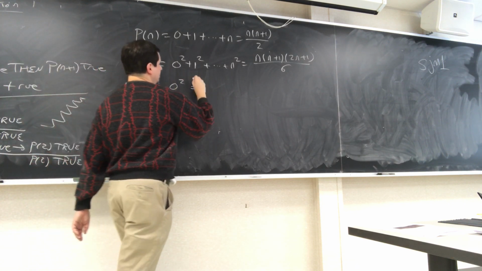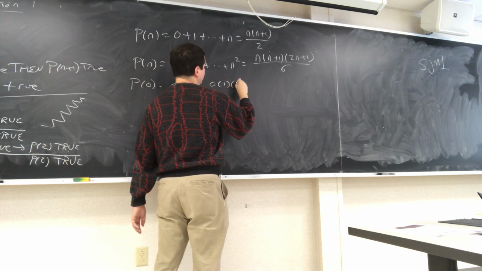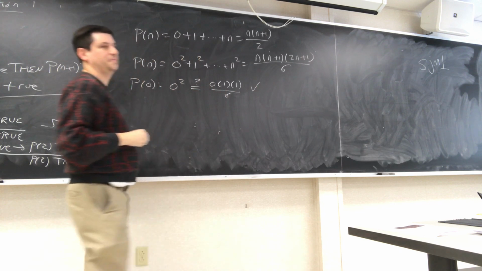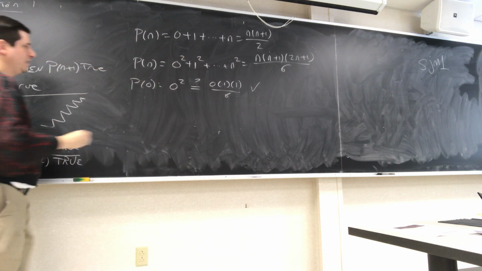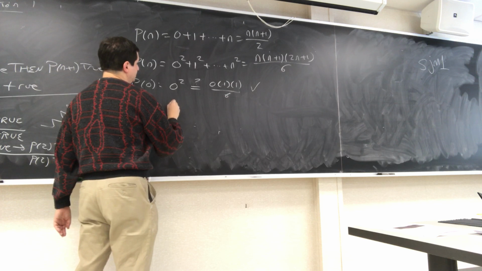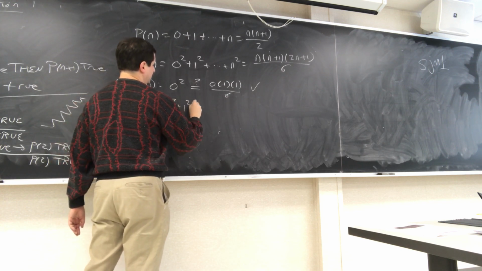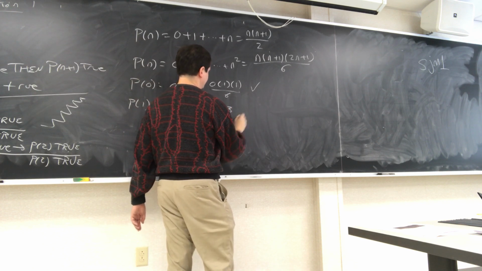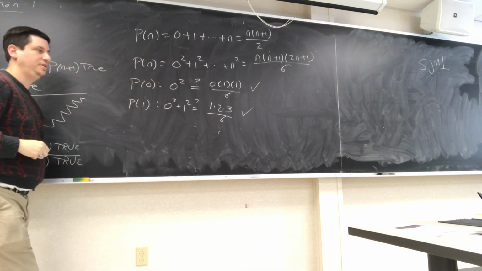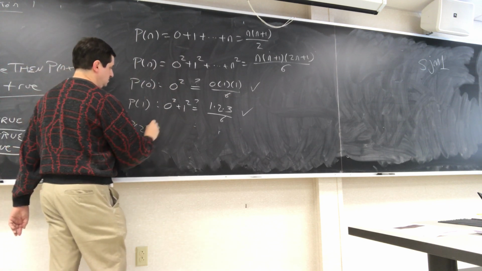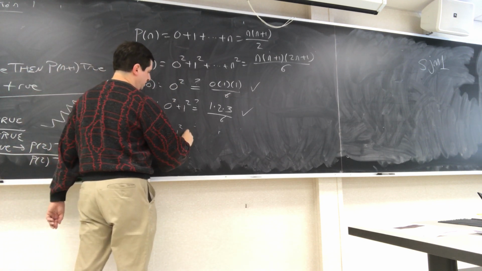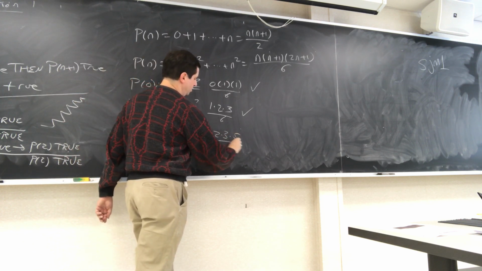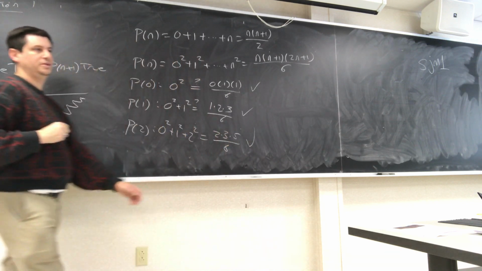Does 0 squared equal 0 times 1 over 6? Yes. I could test it a little bit further. Does 0 squared plus 1 squared equal 1 times 2 times 3 over 6? Yes. I could test it further. 0 squared plus 1 squared plus 2 squared, which is 5, does that equal 2 times 3 times 5 over 6? Yes.